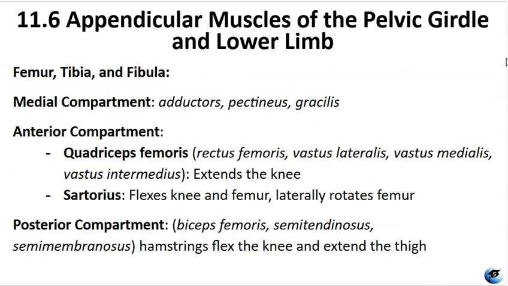The muscles of the thigh that move the femur, tibia, and fibula are categorized into 3 compartments: medial, anterior, and posterior. The medial compartment includes the adductors, pectineus, and gracilis. The anterior compartment consists of the quadriceps femoris, which includes the rectus femoris, vastus lateralis, vastus medialis, and vastus intermedius, as well as the sartorius muscle. The quadriceps extend the knee, while the sartorius also flexes and laterally rotates the femur. The posterior compartment contains the hamstrings, biceps femoris, semitendinosus, and semimembranosus, which flex the knee and extend the thigh.